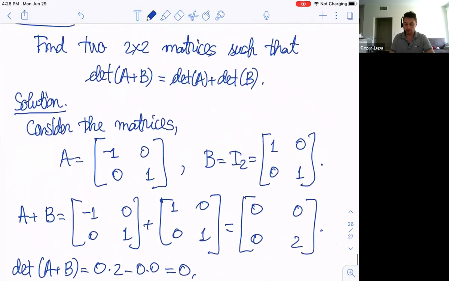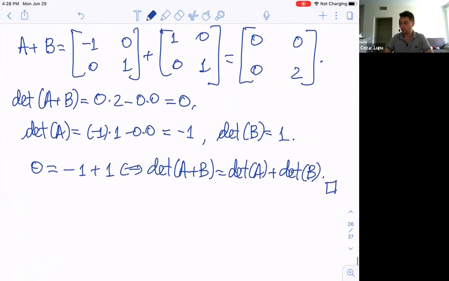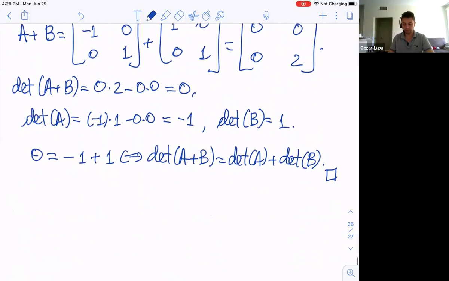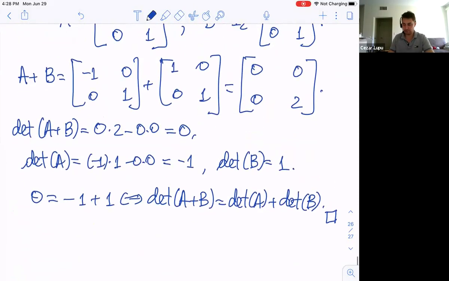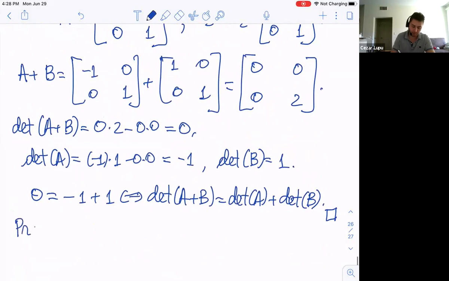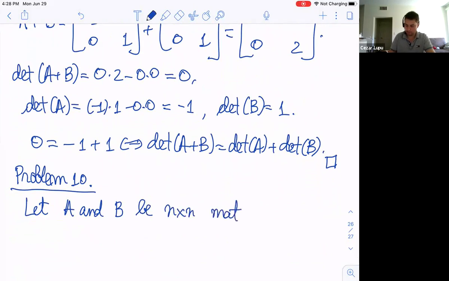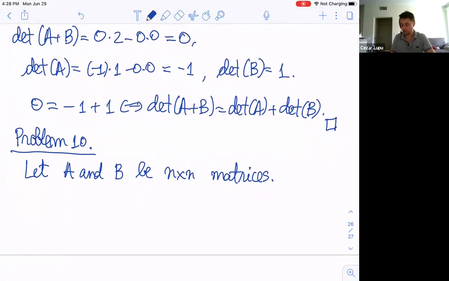All right. Now let me address the same problem for the trace. But this time I'm going to phrase the question a bit differently. So the problem is the following. It's problem 10 from the notes, which says the following. Let A and B be n by n matrices. And I want you to be very careful here when I phrase this.